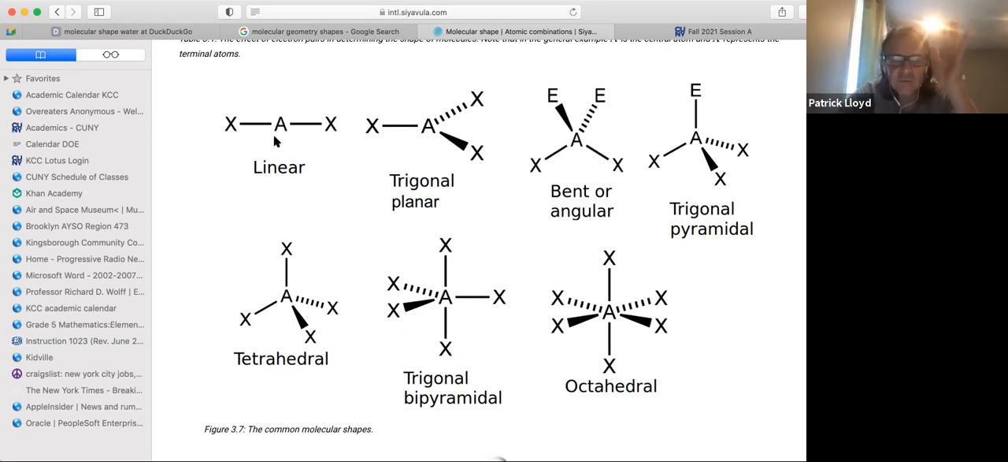So linear 180, trigonal planar 120, tetrahedral 109.5, a little more than a right angle. Trigonal bipyramid, there's 2 angles. There's 120 for the equatorial positions, and then either 90 or 180. Some people measure down to here. Some people measure all the way down there.